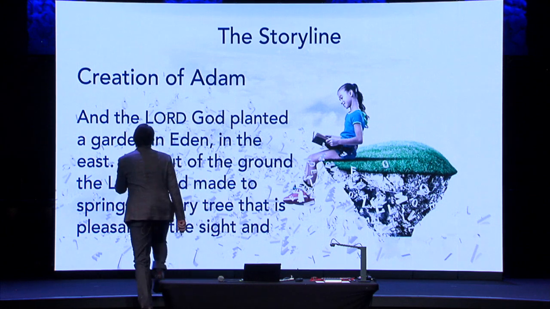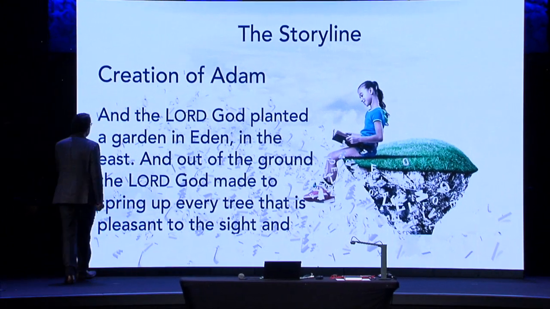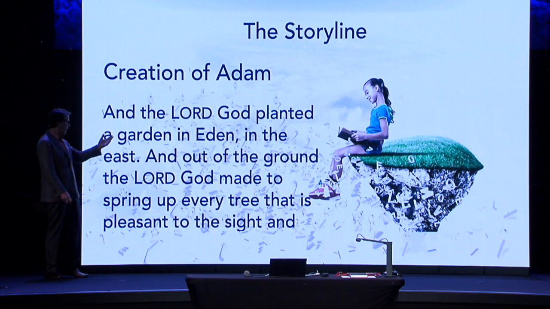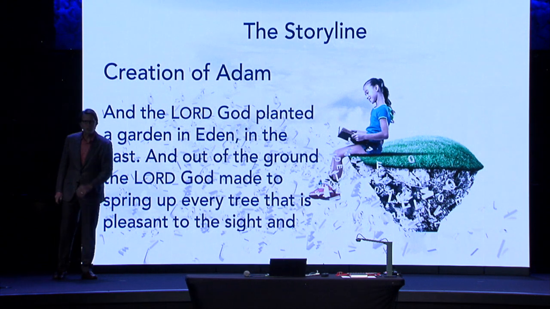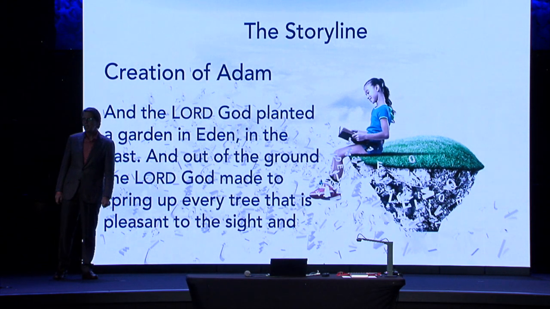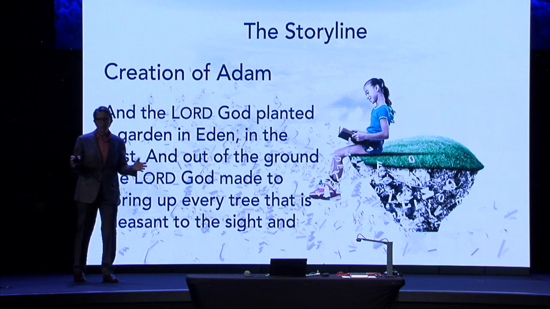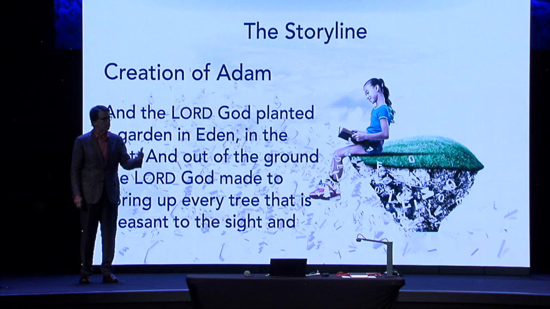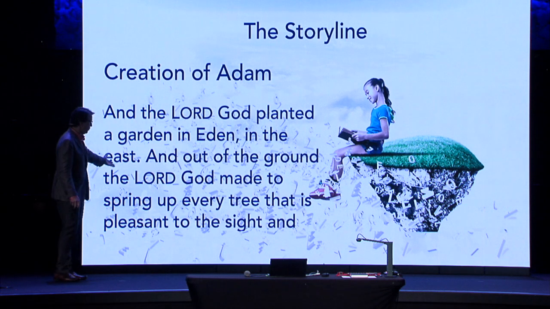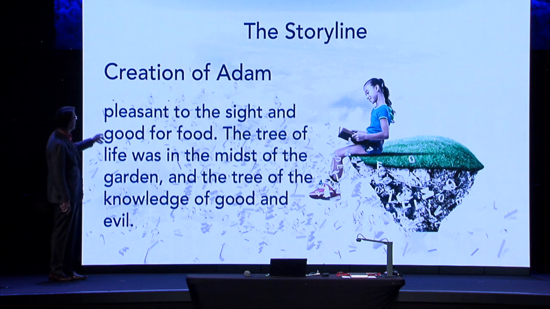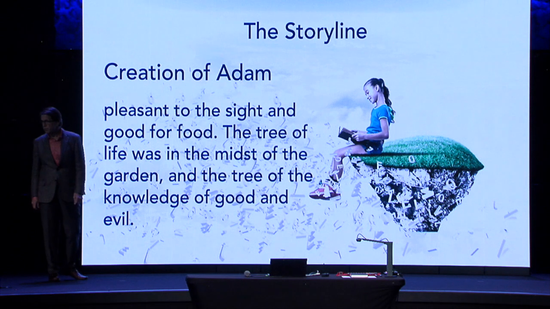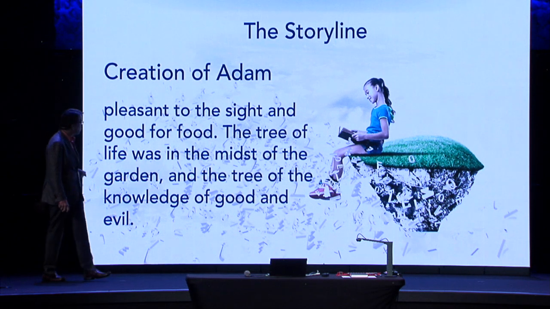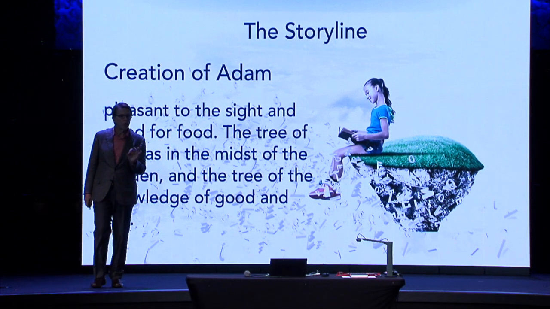And the Lord God planted a garden in Eden, in the east. And out of the ground the Lord God made to spring up every tree that's pleasant to the sight. I mean, that in itself is pretty cool. Because there are some trees that are pleasant to the sight that I can't grow in this climate, that I would love to be able to grow. Every tree that's pleasant to the sight and good for food. The tree of life was in the midst of the garden, and the tree of the knowledge of good and evil.